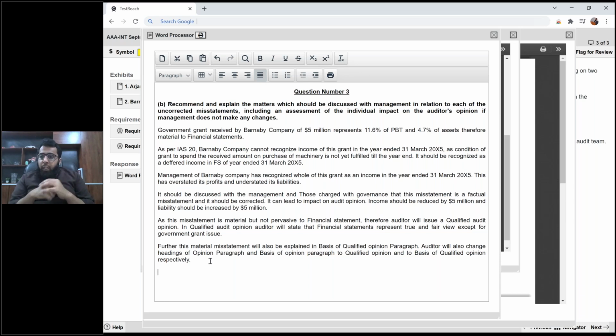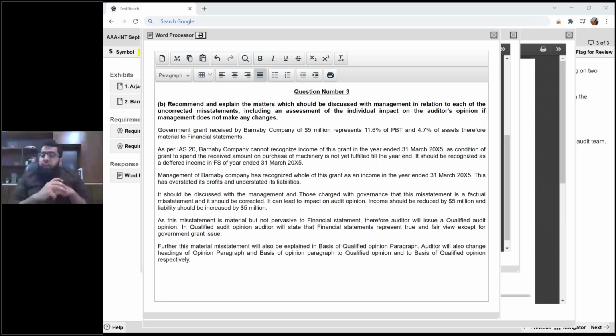Okay. Now one more student has asked, if management is in the final talks of purchasing the machinery, are they allowed to recognize this? No, they cannot recognize. Sale and purchase of machinery in the subsequent period is a non-adjusting event. At maximum you can give a disclosure.